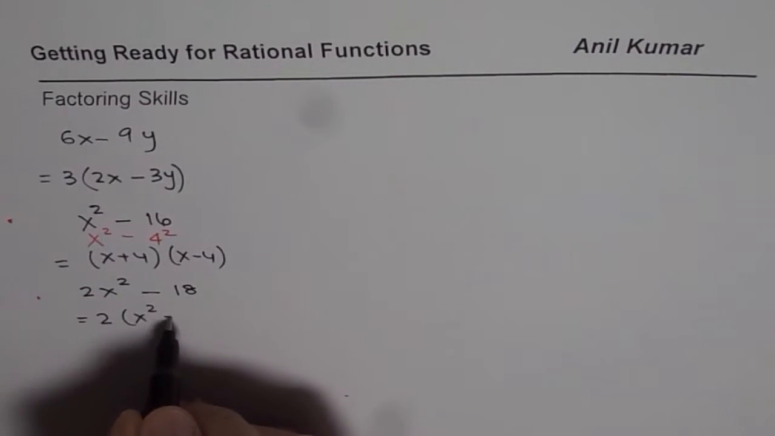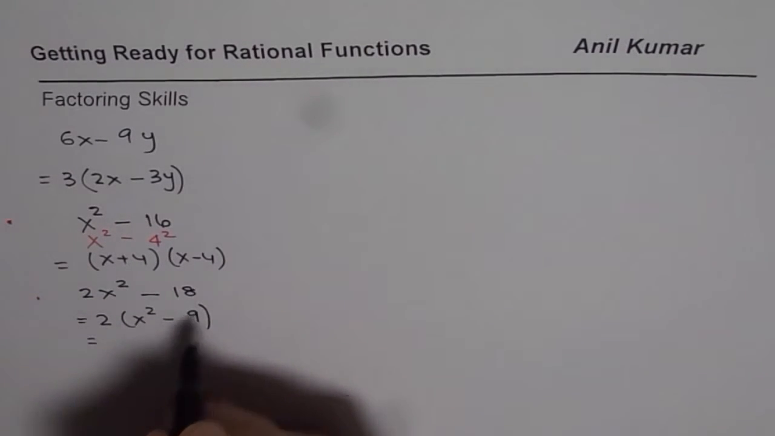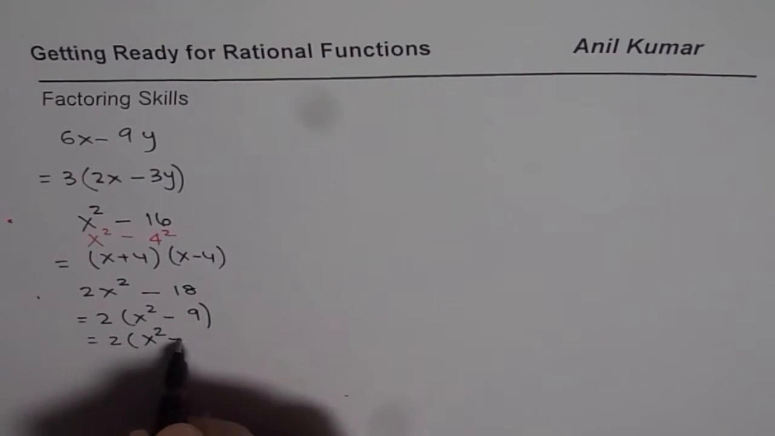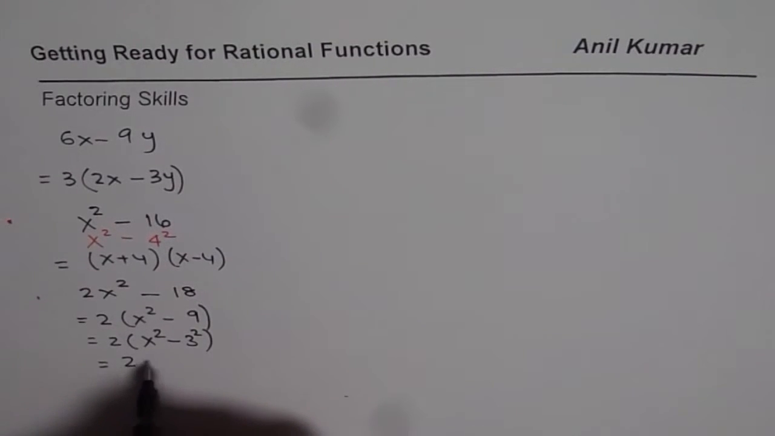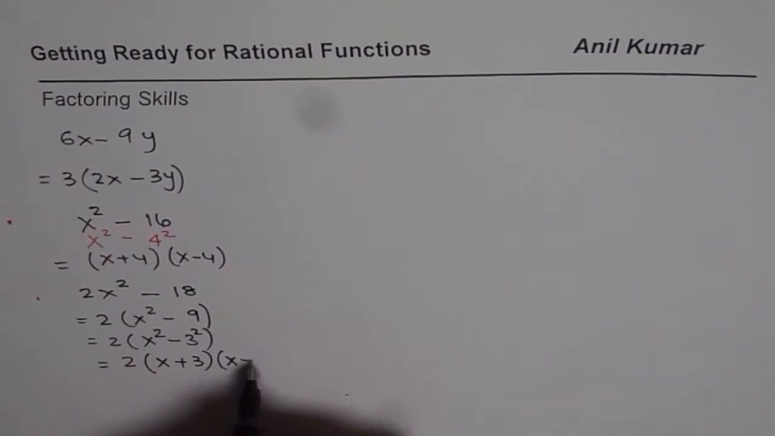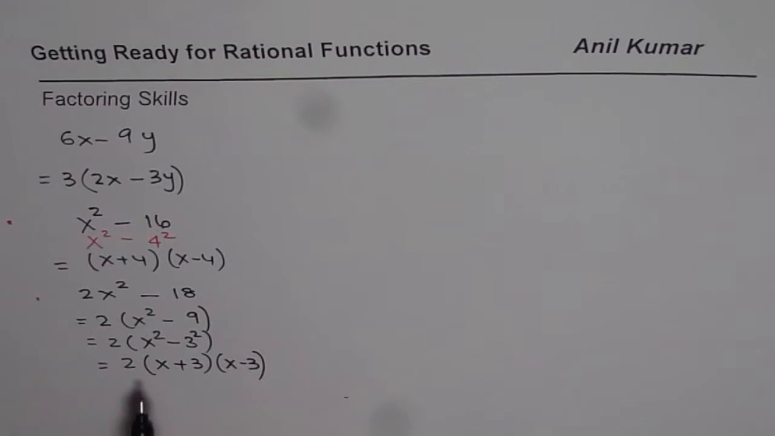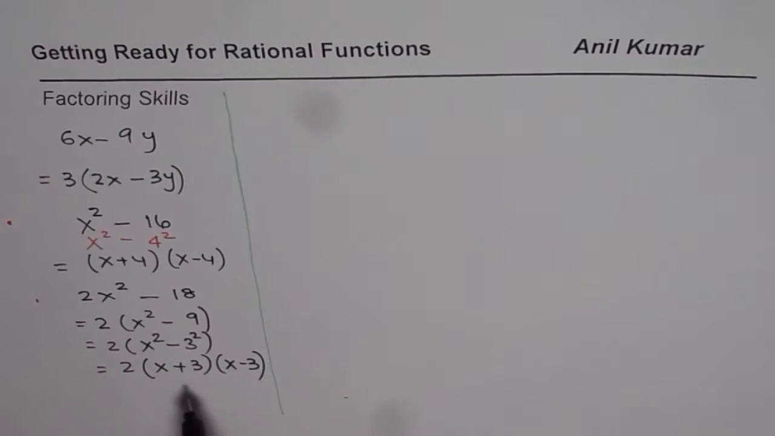Then we get x squared minus 9, and now it becomes a difference of squares. We could write 9 as 3 squared, that is to say 2 times x squared minus 3 squared, right? So that is clearly the difference of squares. So we get our answer as 2 times x plus 3 times x minus 3. So now we have written that difference as a product of these three factors. 2, x plus 3 and x minus 3 are the three factors for us, right? I hope that helps.